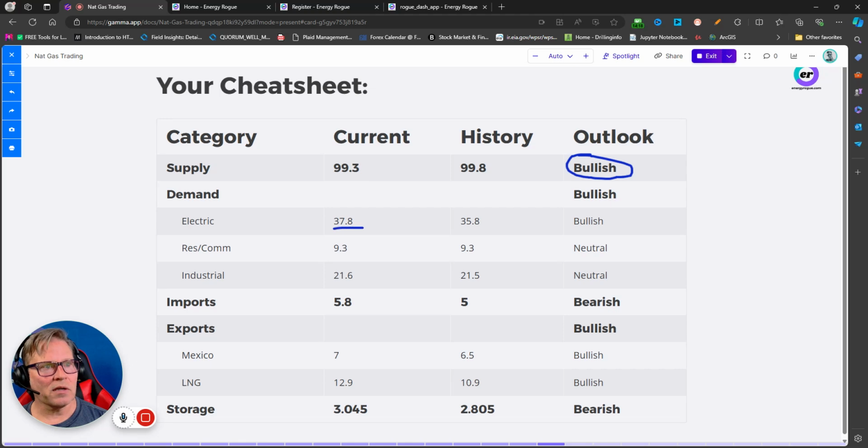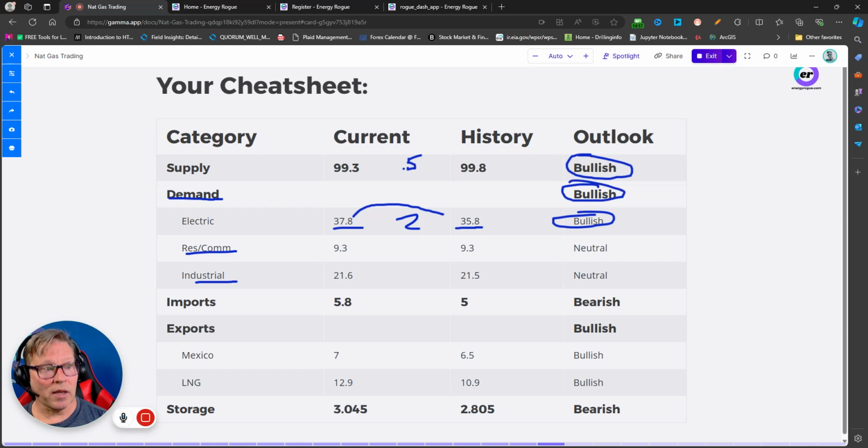Then for the same period, let's look at electric. Since we flipped to the demand side, now any number that is higher than history is going to be a bullish indication. And look at this. This is a big one. So we decreased by 0.5 here, but right here we increased by 2. So that is very bullish. Now, residential, commercial, and industrial are neutral. So that puts me with a bullish bias here. So on supply and demand, I am bullish.